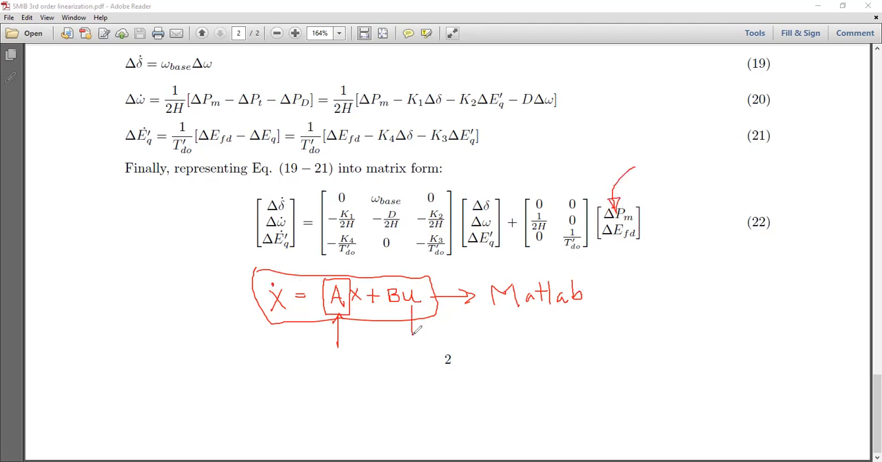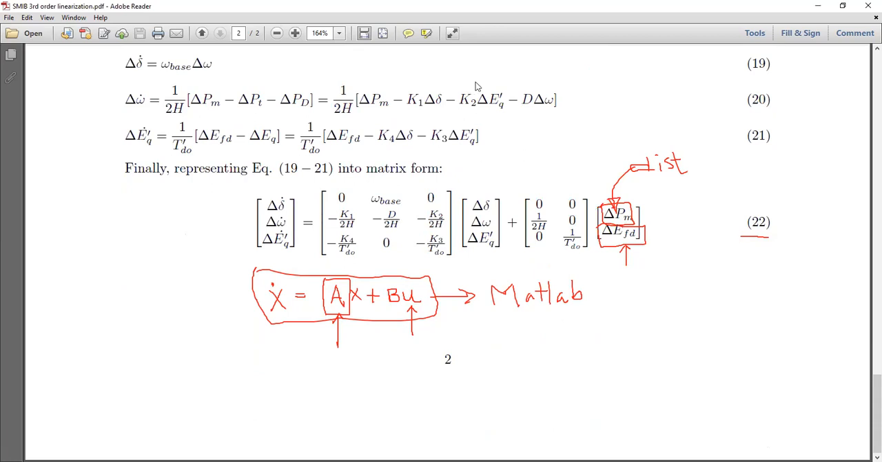Okay. So specifically U here, for our case in equation number 22, is a disturbance vector. So either we can apply the disturbance on the mechanical input side, or we can apply a step disturbance in the exciter circuit and observe the system's dynamic response. Okay, so let's jump into MATLAB now. If you remember, we already developed the initial condition file for an example SMIB system, so we will continue with that.